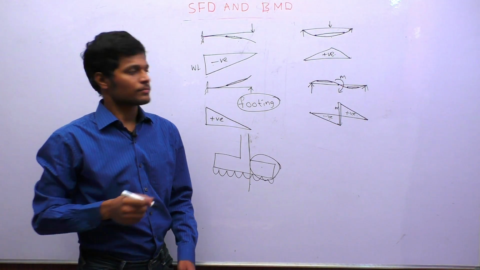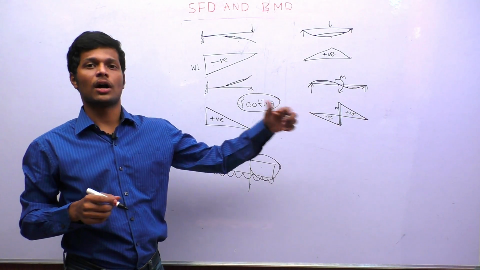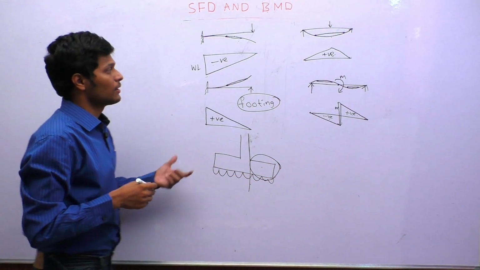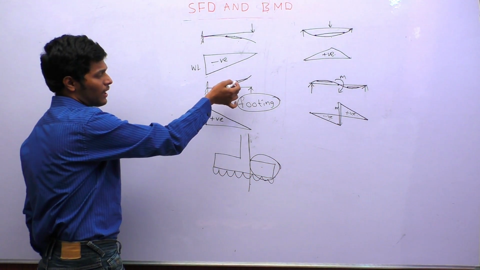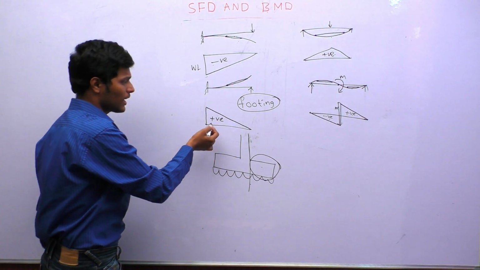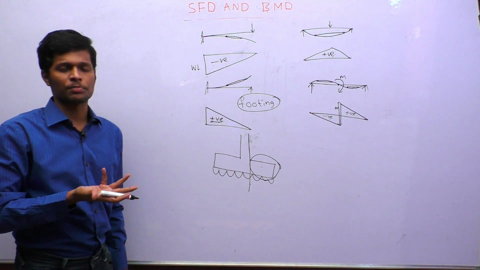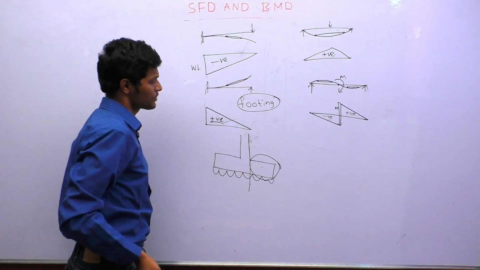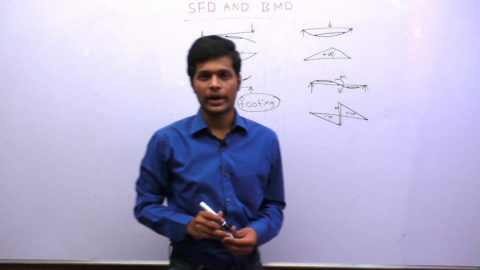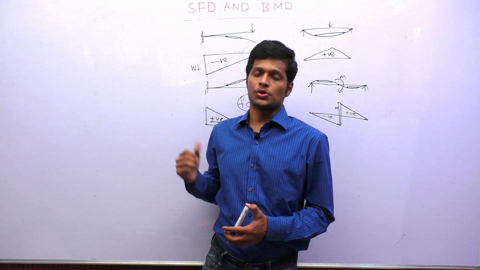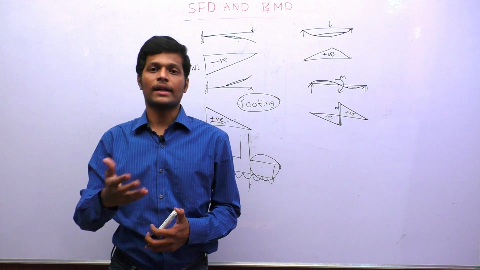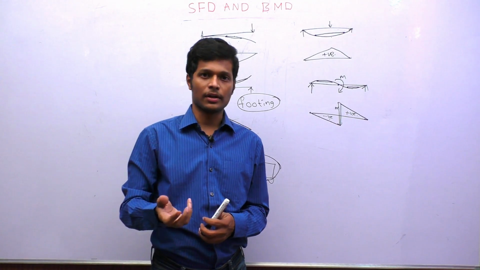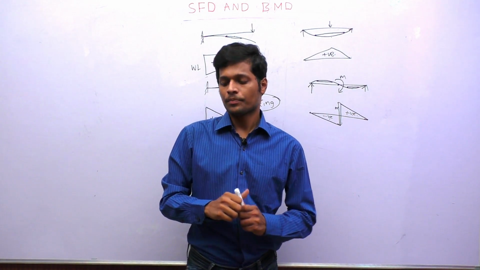So in this way, if you are able to imagine how it is going to deflect, then you can find whether it is hogging or sagging. Accordingly you can draw whether it is positive or negative. So in that way also we can draw the positive or negative bending moment diagram. Okay. To show these deflections practically, I have to take an element and show you the deflection.